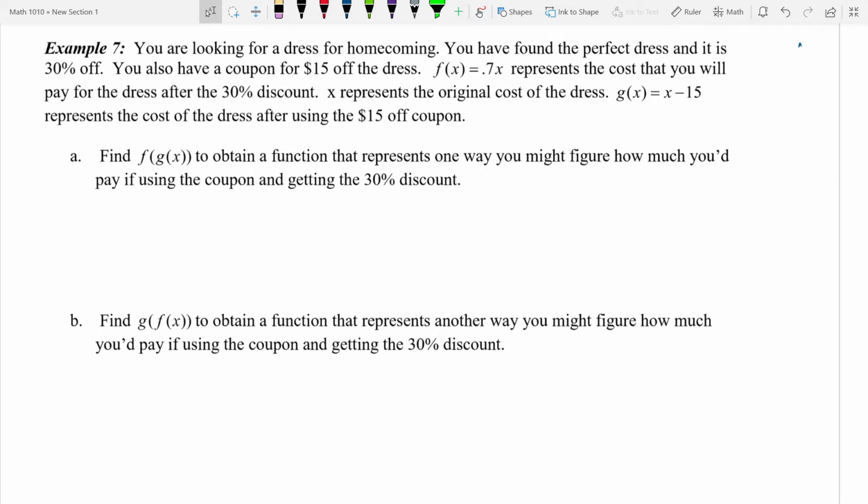Hey guys, when you have to explain the difference, I don't want you to talk about f of x and g of x. I want you to talk about the dress and the coupons and the 30% off. So don't talk about equations, I want you to talk about a dress, okay?